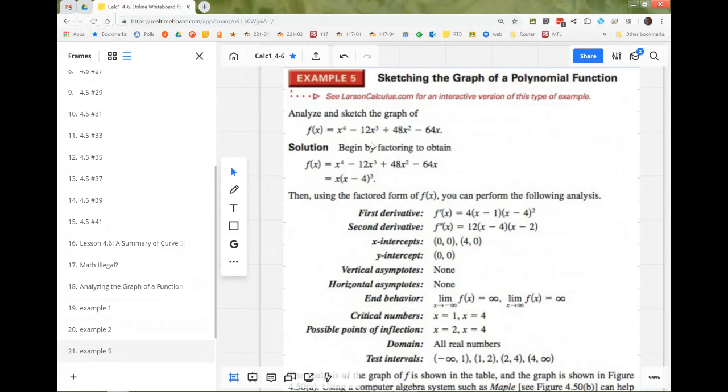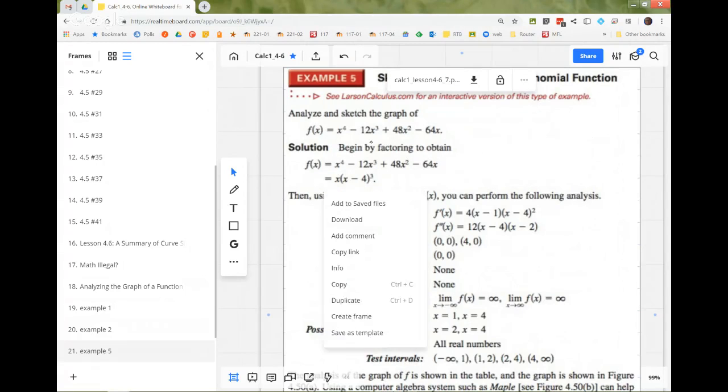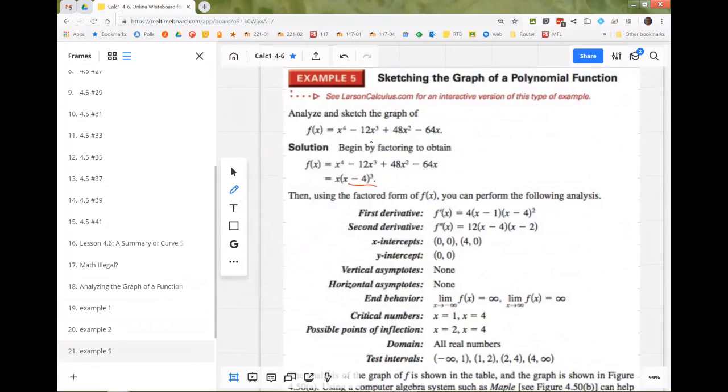Yep, you can take an x out of that, and when you take an x out of that, what do you have left? Turns out that's actually a cube. So here is the factored version of the original function.